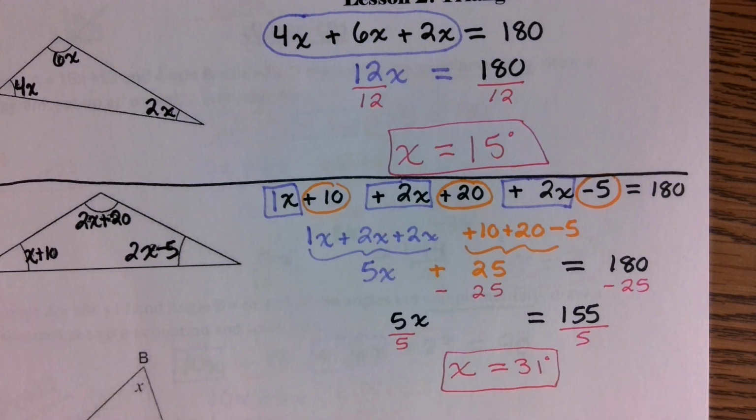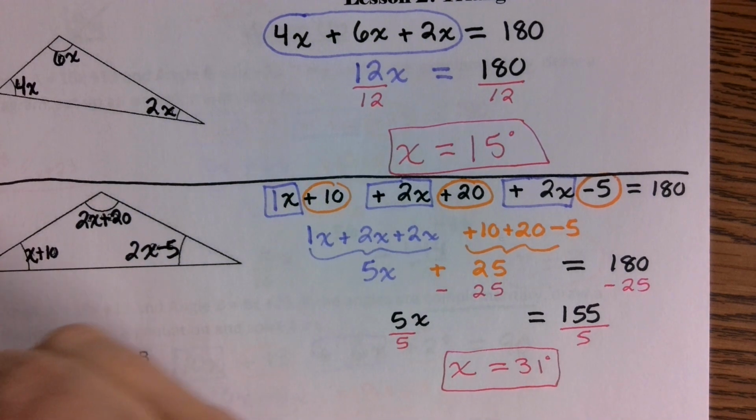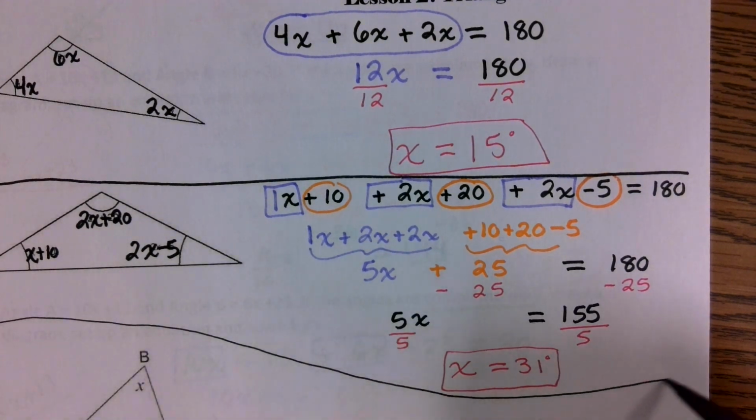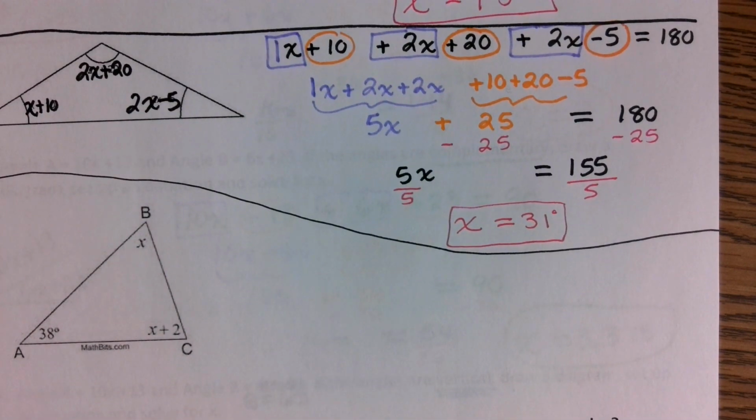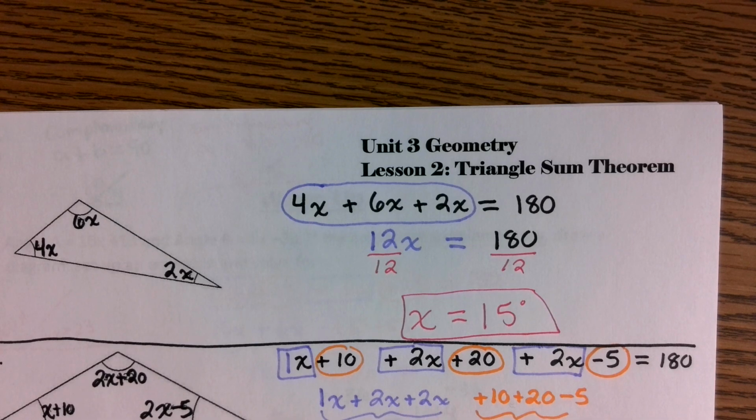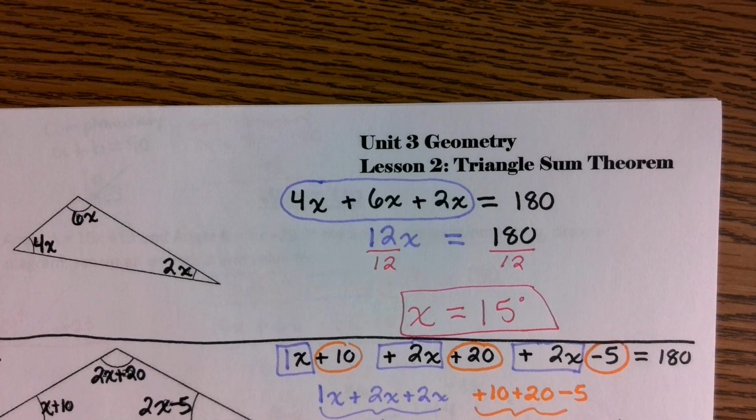I want you guys to try problem 7 on your own. Try problem 7 on your own. All right, who's finished? Ezra, what'd you get? For problem 7, 70. Very good.